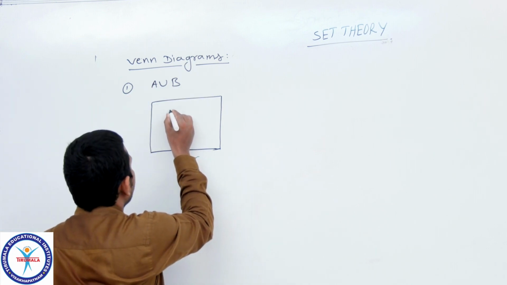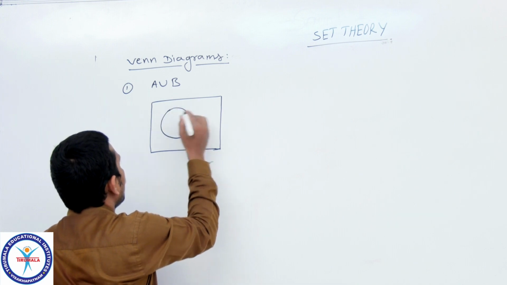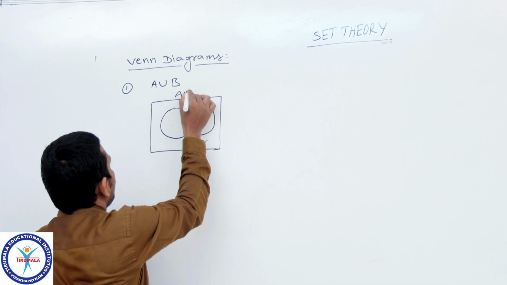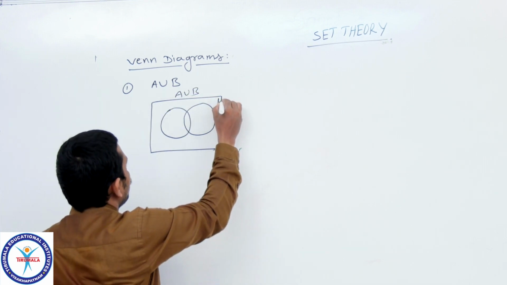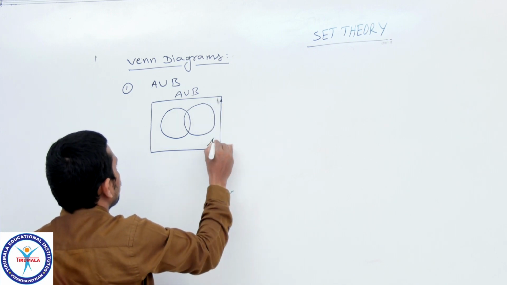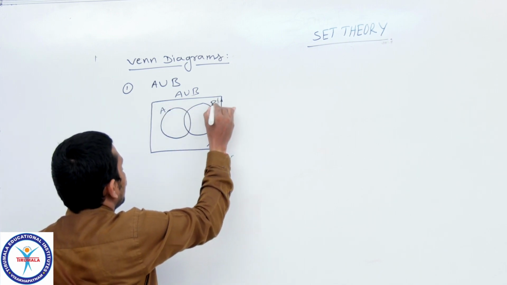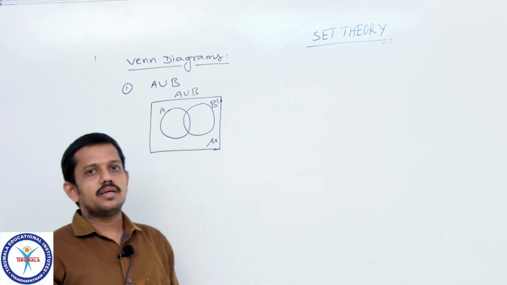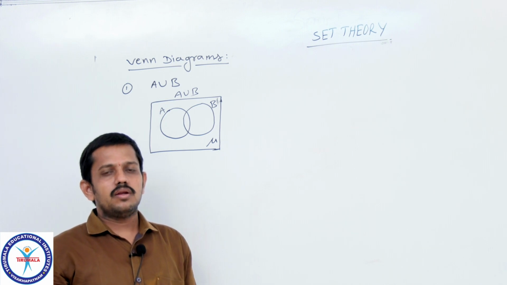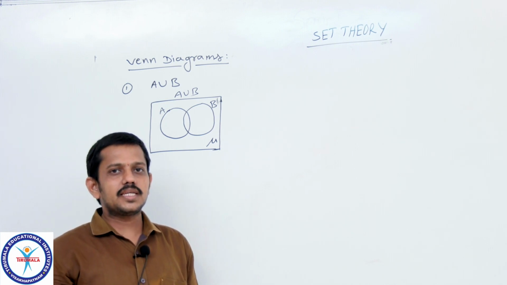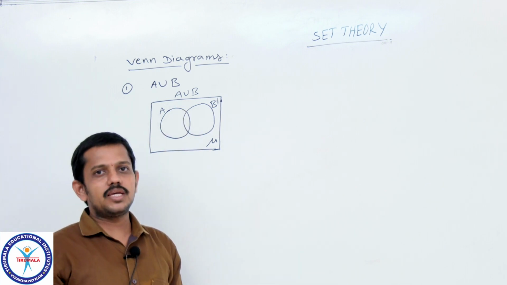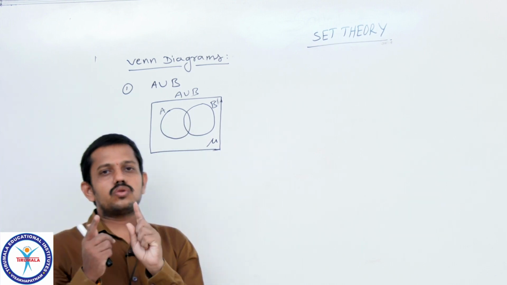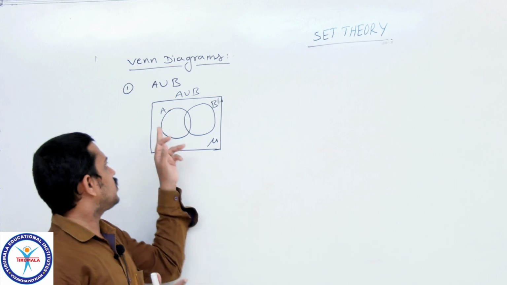So, A union B, let us consider A and B. This is the universal set represented by mu, this is set A and this is set B. Here I am taking A union B in the case where A, B are non-disjoint sets, meaning intersecting sets. If A intersection B is not equal to phi, then the two sets will be overlapping. So, this is the case.